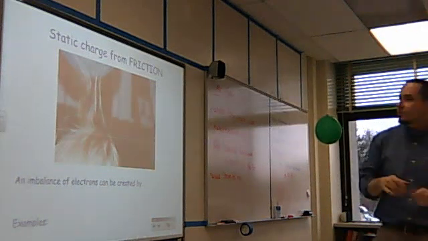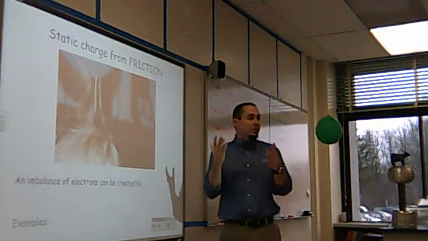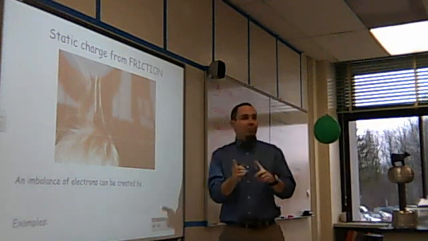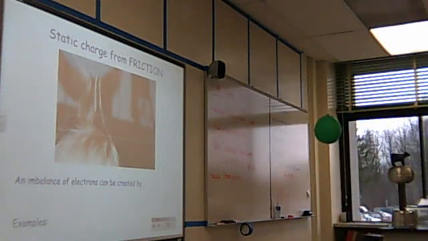And we'll talk about why they stick to the wall in a little bit. You can charge things up simply using friction. You can rub electrons from one surface to another, especially if those surfaces are things like wool or plastic or other things like canvas on a trampoline.